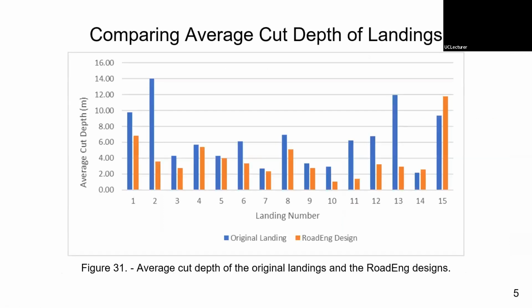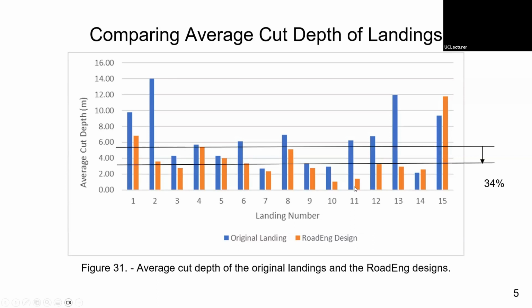So as you can see, there was quite a lot of variation within and between the different landings. And some of these values were obviously infeasible. So anything greater than 8 meters average cut depth, as well as any redesign landings that increased the average cut depth from the original design, were treated as outliers. After excluding these outliers, it was found that on average, the redesigned landings had an average cut depth which was 34% less than that of the original designs.